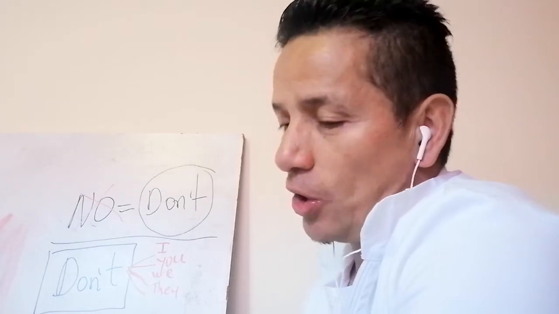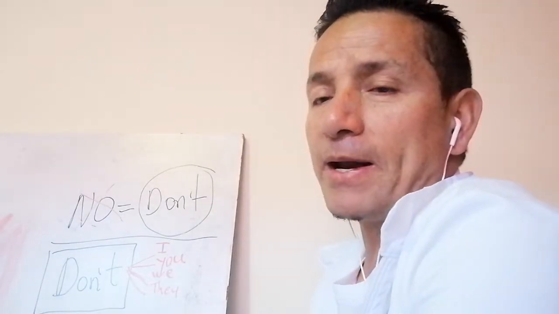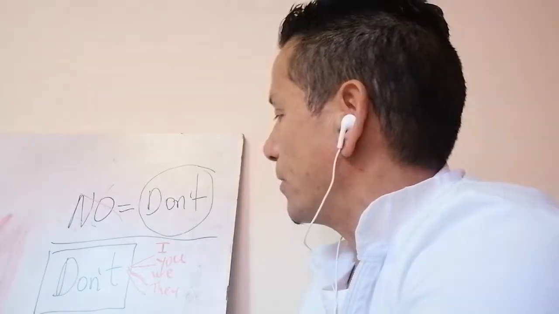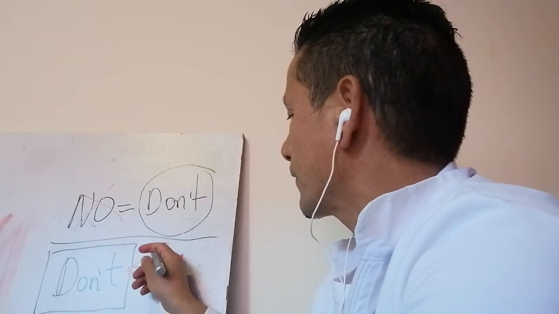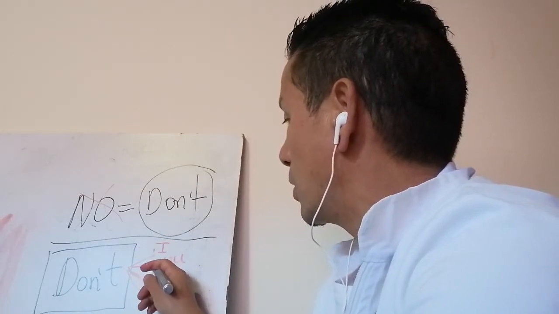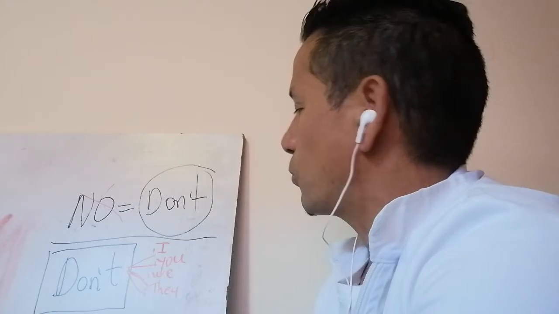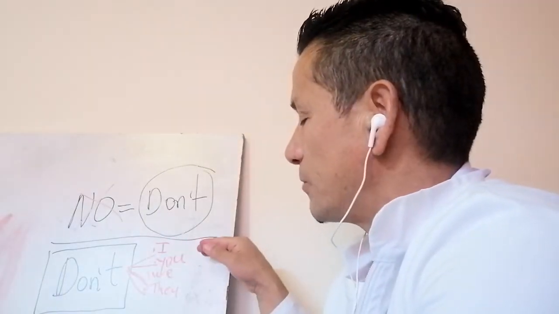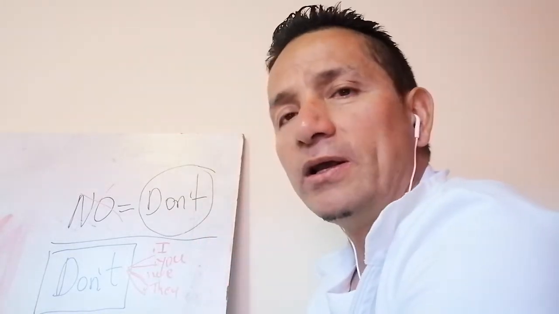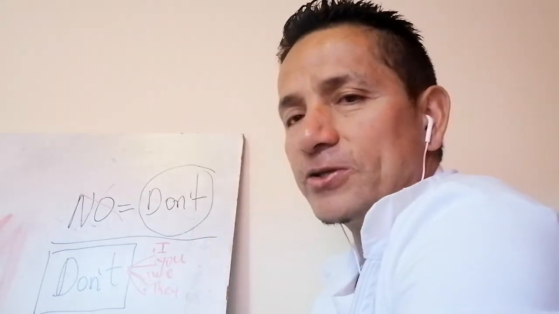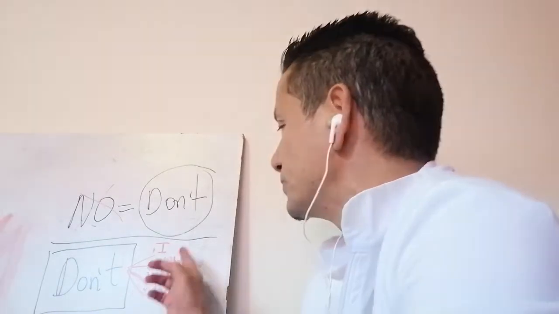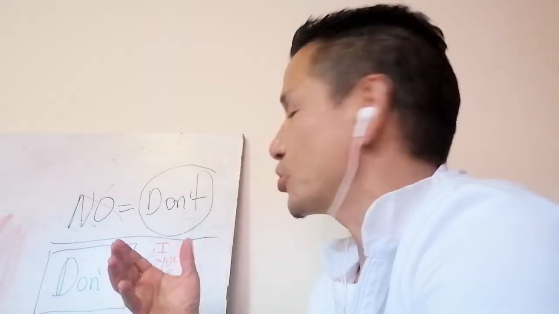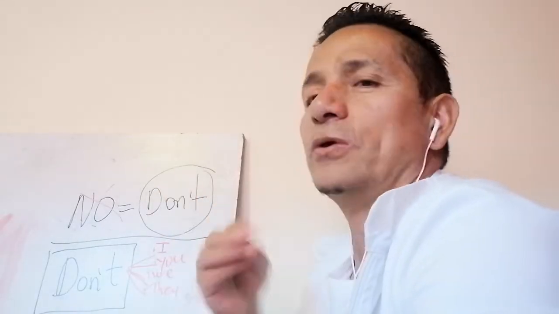Y que la palabra don't se utiliza para cuatro pronombres. Entonces, el pronombre I, you, we, and they. Cuatro pronombres. Eso es lo que veo yo a, digamos, memorizar. ¿Cómo decir no en inglés? Entonces, no se dice don't. Very simple. No quiero comer. I don't want to eat.